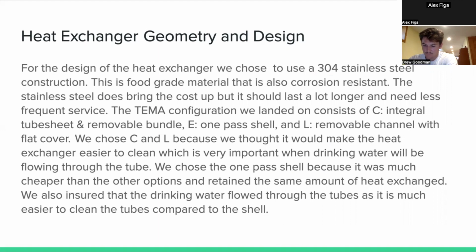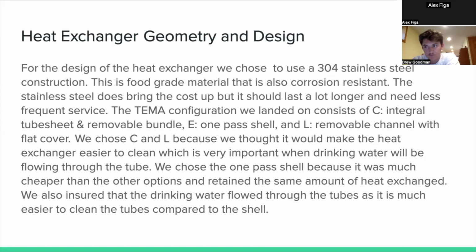The TEMA configuration we landed on consists of the C being the integral tube sheet and removable bundle, E being a one-pass shell, and the L being the removable channel with a flat cover. We chose the C and L because we thought it would make it easier to clean with the removable pieces. So we knew having a clean system is important because we were going to be using drinking water through it. So frequent cleaning would be ideal.